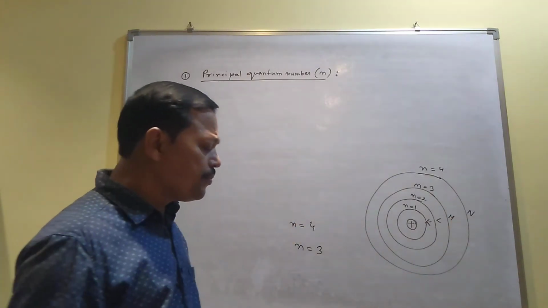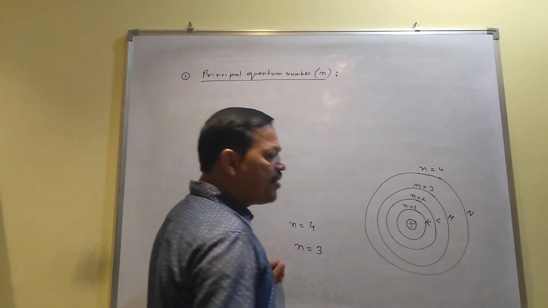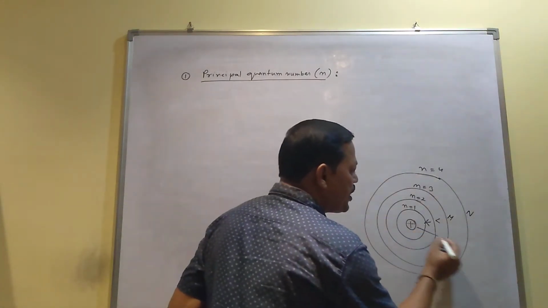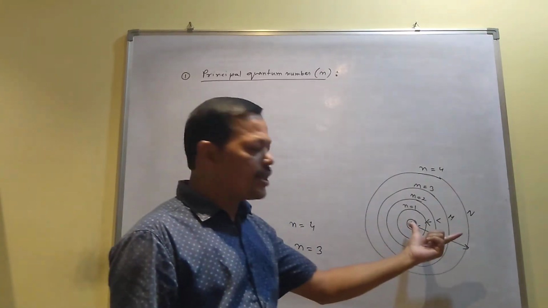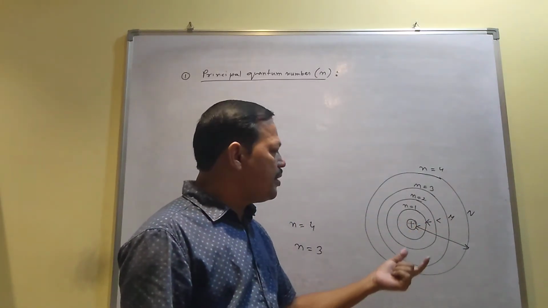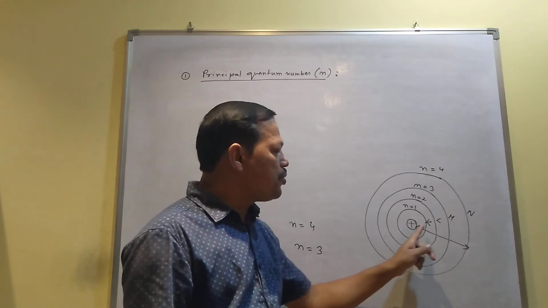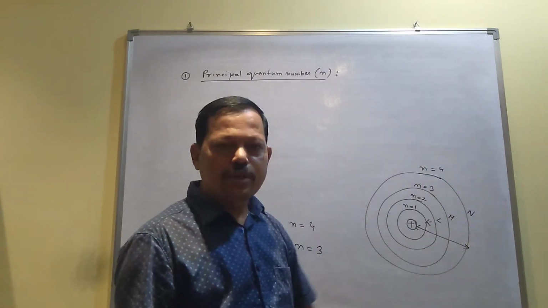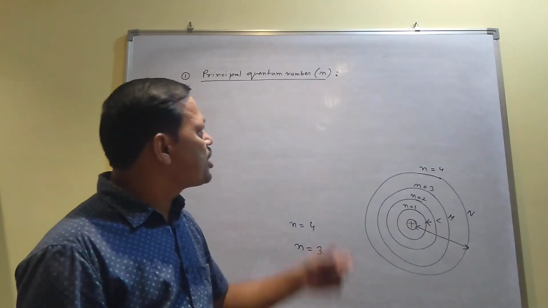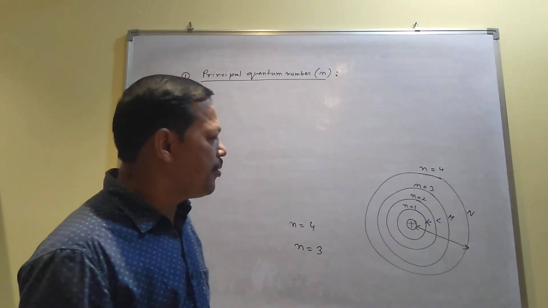Second information, it gives the average distance from the nucleus to the outermost shell. So if an atom contains 4 shells, then you will get an idea about the distance from the nucleus to the valence shell, I mean to the outermost shell. That information also you will get from this quantum number.